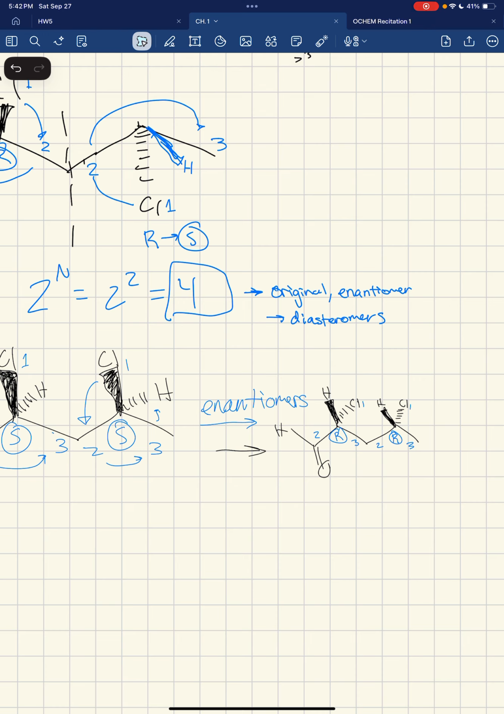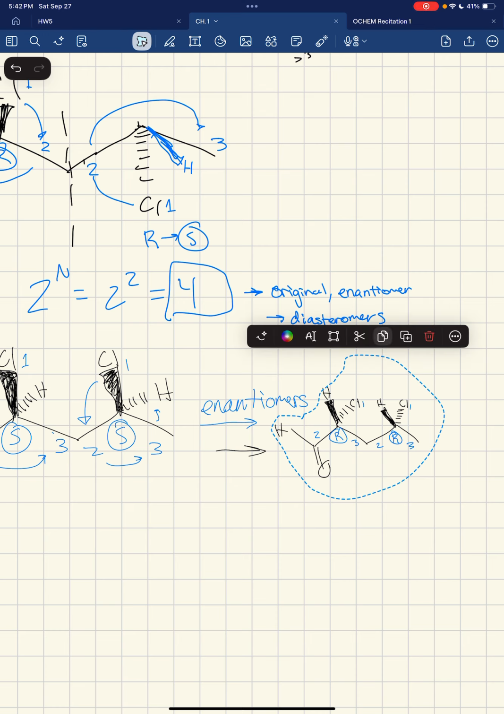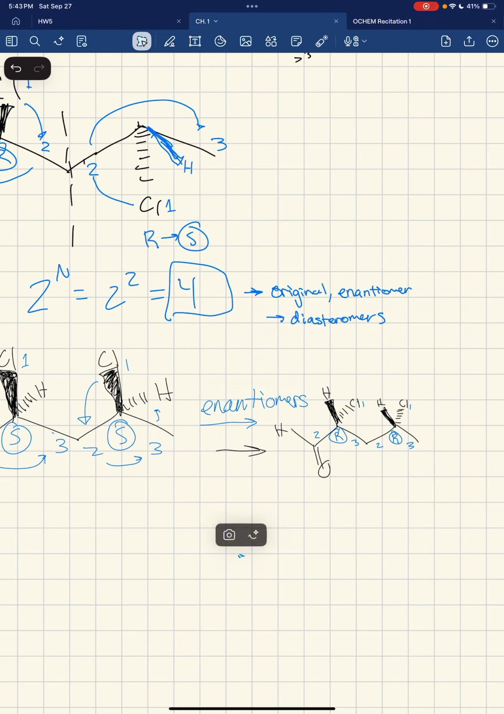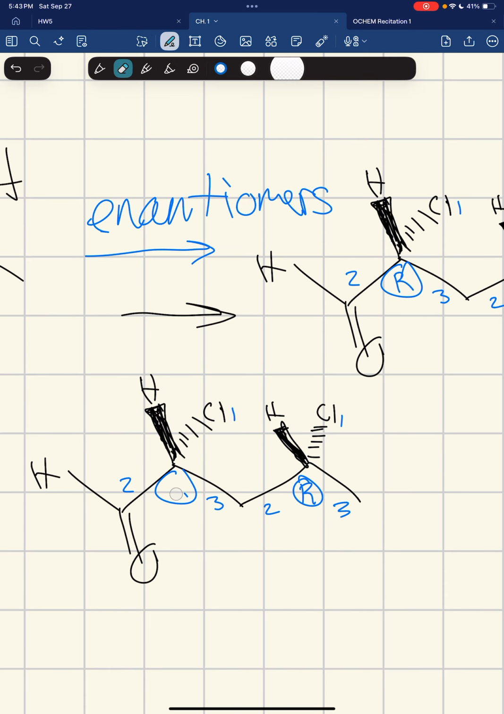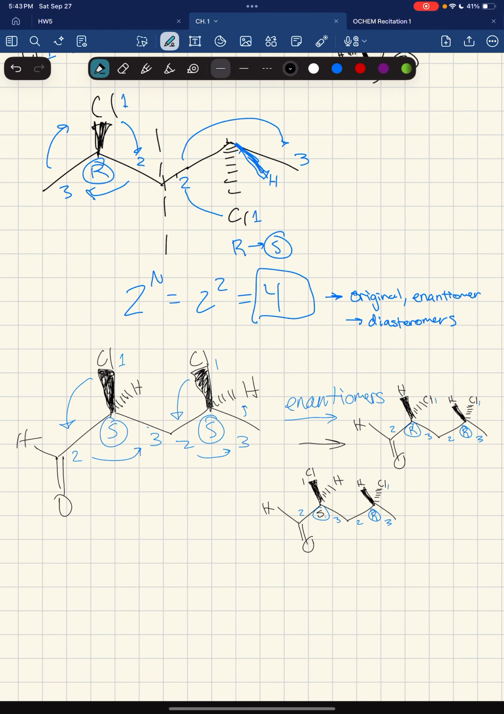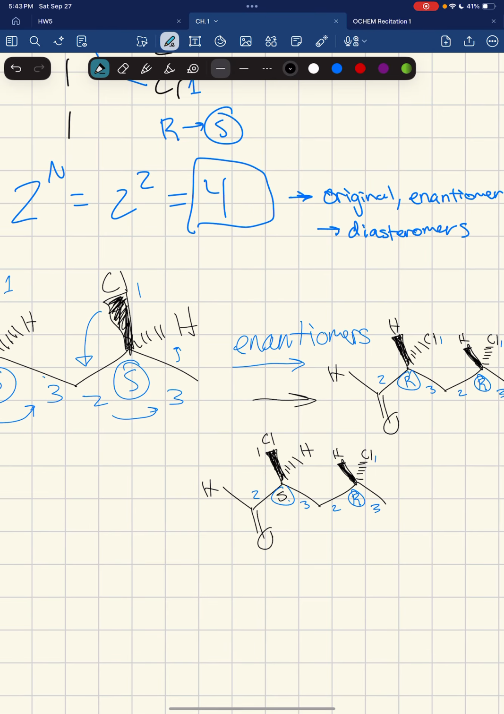If you want a diastereomer, it's going to be that not all of the stereocenters flip. At least one flips, but not all of them. So this one, 1, 2, 3, it's an R. This one is 1, 2, 3, counterclockwise, S, but H is in the front, so it switches to R. So this one, only the right stereocenter flips, so it's a diastereomer.